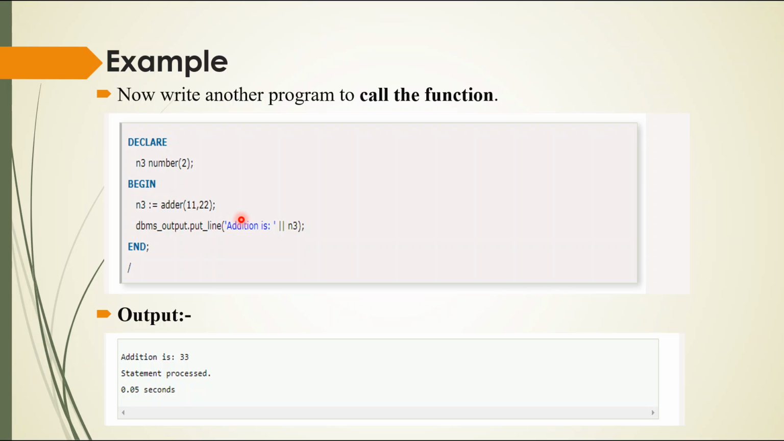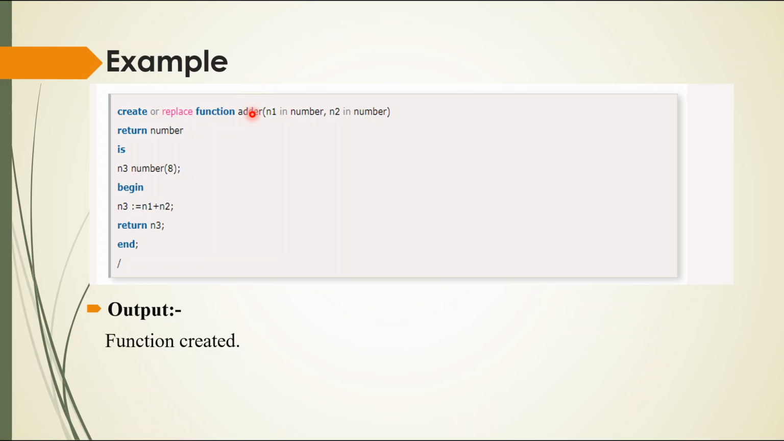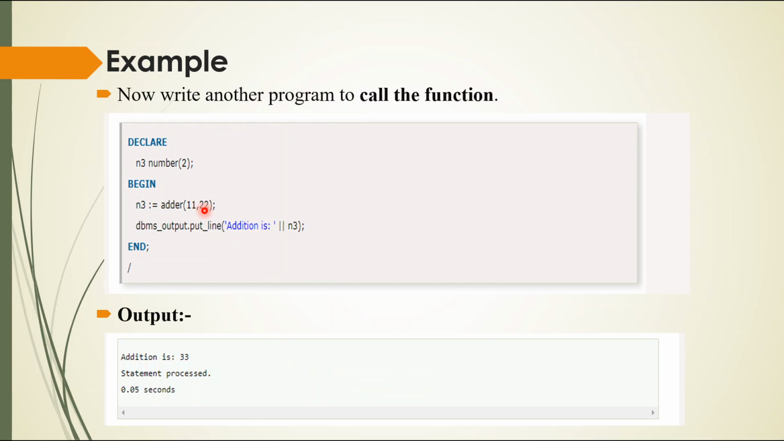I hope this concept is very well understood by you in the C language. This is the concept of function in C language, nothing more. So n3 is equal to adder. Adder is my function name. In brackets we have to provide two values as n1 and n2. So I am providing 11 and 22.